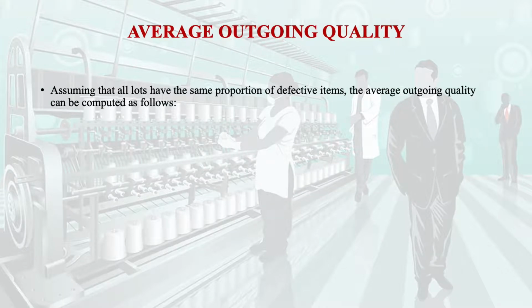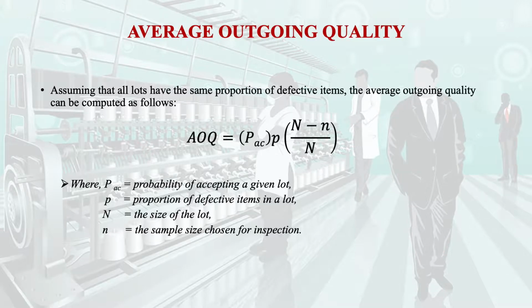Assuming that all the lots have the same proportion of defective items, the average outgoing quality can be computed as AOQ = P(p)(N - n)/N, where P is the probability of accepting a given lot, small p is the proportion of defective items in a lot, N is the size of the lot, and n is the sample size.